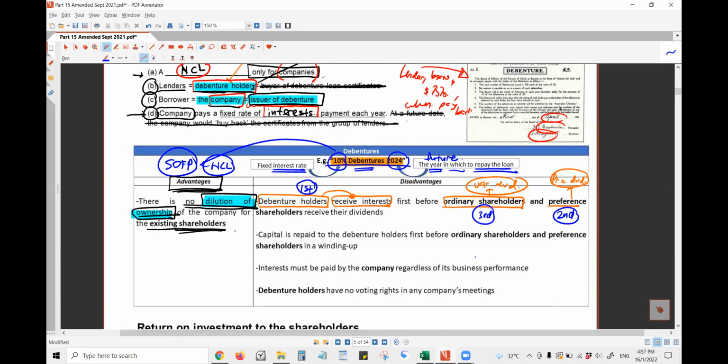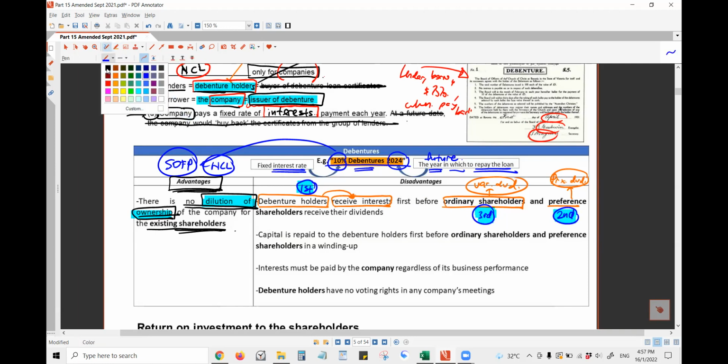Okay, let me repeat. Here you have three groups of people. Debenture holders want to receive interest, shareholders want to receive dividends, and here is the sequence of priority: 1, 2, 3.